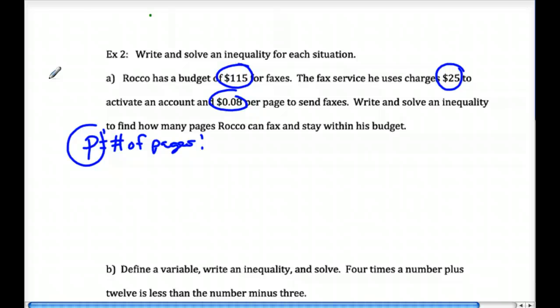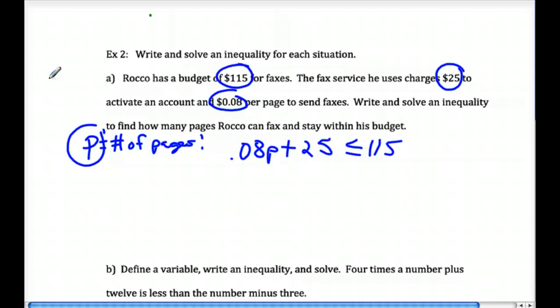Also, what do you think it is? 0.08p plus 25 is less than or equal to 115. That was perfect. 0.08p, 8 cents per page, plus $25 setup fee for all this, and you got to be less than or equal to $115 to stay within your budget.